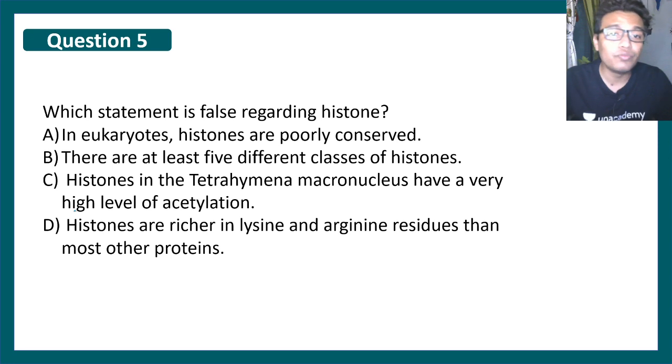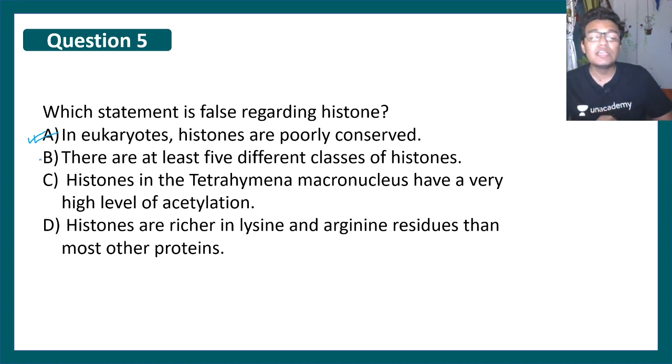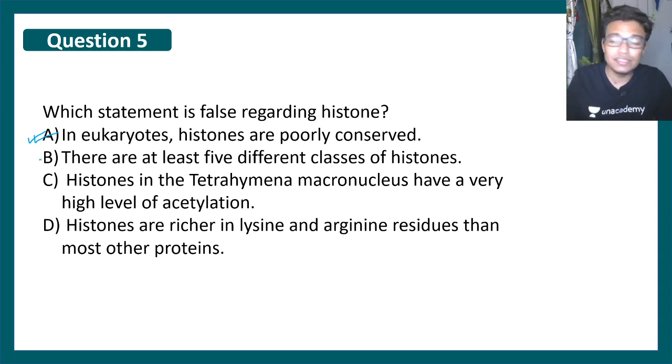Last question of the day. Which statement is false regarding histone? In eukaryotes, histones are poorly conserved. There are at least 5 different classes of histone. Histones in tetrahymena macronucleus have very high level of acetylation. Histones are richer in lysine and arginine residues than most other proteins. So we have to identify the false statement. So let me tell you, this is the false statement, because in eukaryotes, histones are widely conserved, and there is a histone fold which is conserved throughout the eukaryotes. So this statement cannot be correct, and this is the answer.